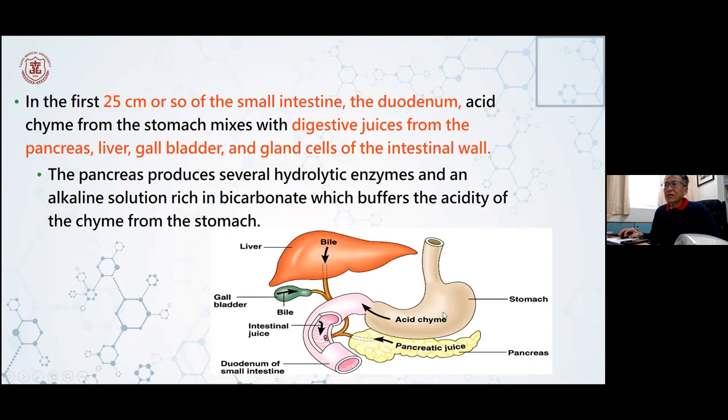And the chyme from the stomach will move into the duodenum. The pancreas is an important digestive organ, and the pancreatic juice releases several enzymes into the duodenum. So the duodenum is the most important part in the small intestine, because there are many different enzymes and molecules like bicarbonate that will neutralize the acid chyme here. The pancreas produces several hydrolytic enzymes, and an alkaline solution like bicarbonate will buffer the acidity from the chyme. So they will mix here. This is a very important part in digestion, the duodenum in the small intestine.